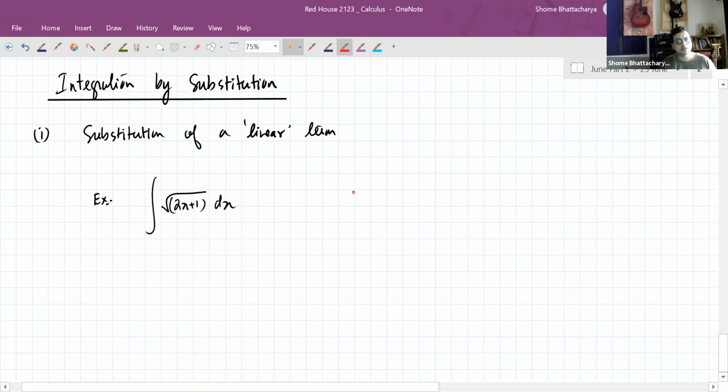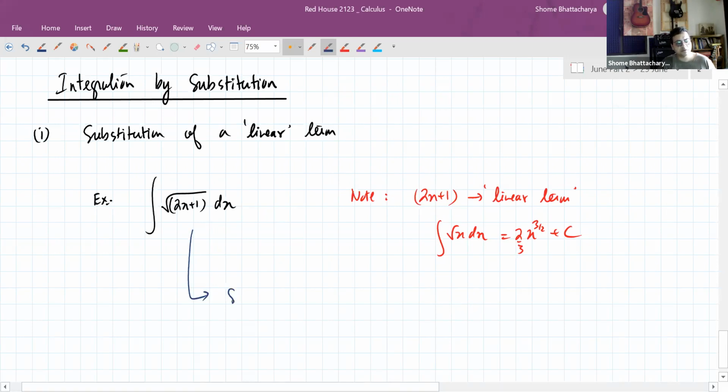So you can see over here that 2x plus 1 is a linear term. Now we know how to do integration of root x. This we know is how much? It is 2 by 3 x to the power 3 by 2 plus c. So how do we do this integration now? So that is where the substitution step comes in.